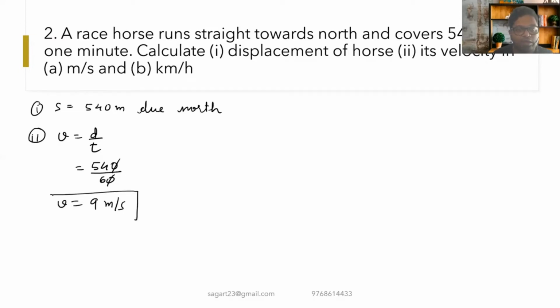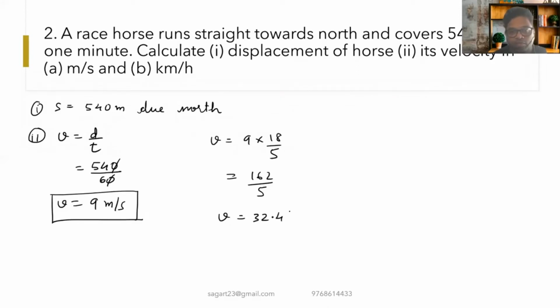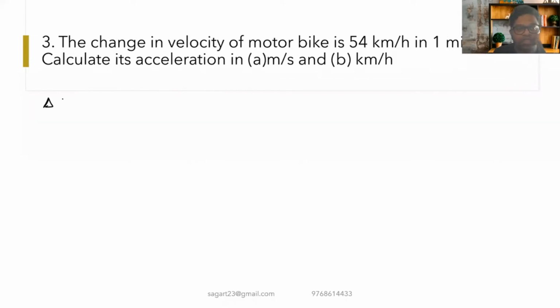Okay, and they want us to write the answer in kilometer per hour as well. So that will be 18 by 5. And so this is 9 into 18 will give you 162 upon 5, and the velocity will be 32.4 kilometer per hour.